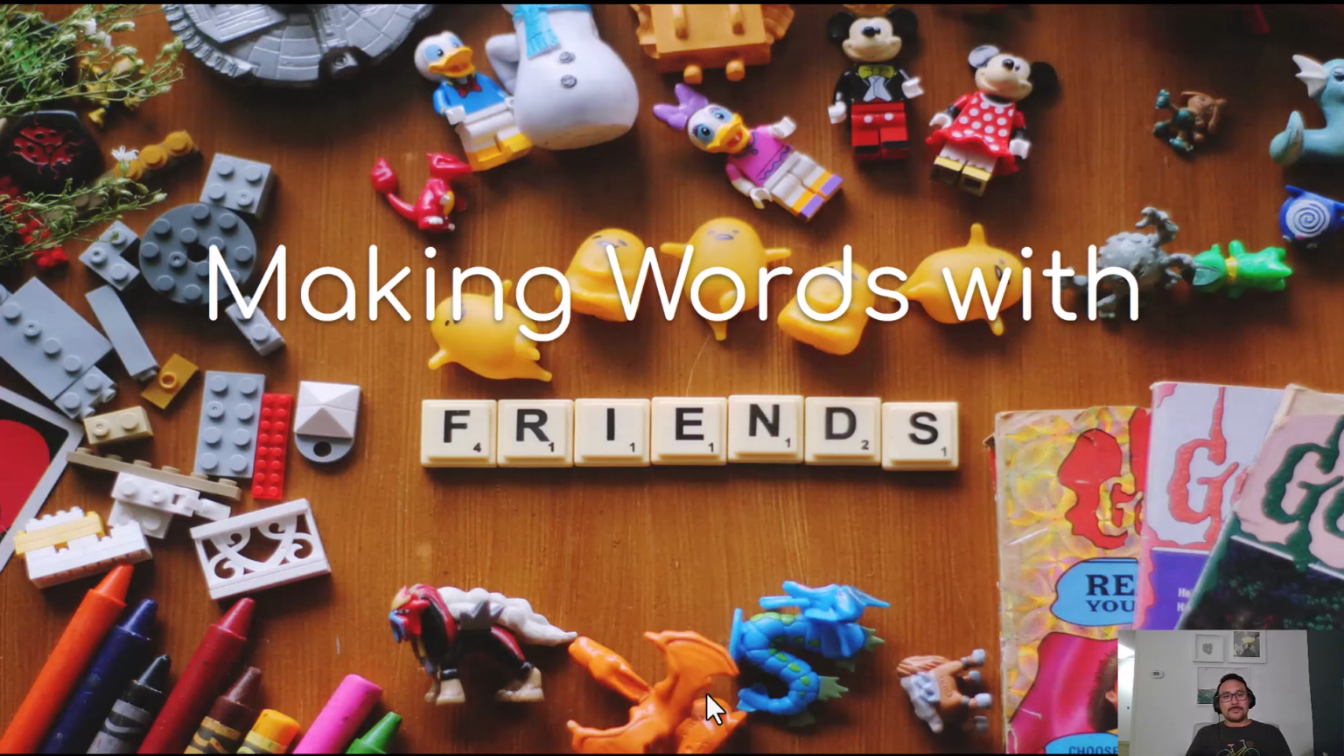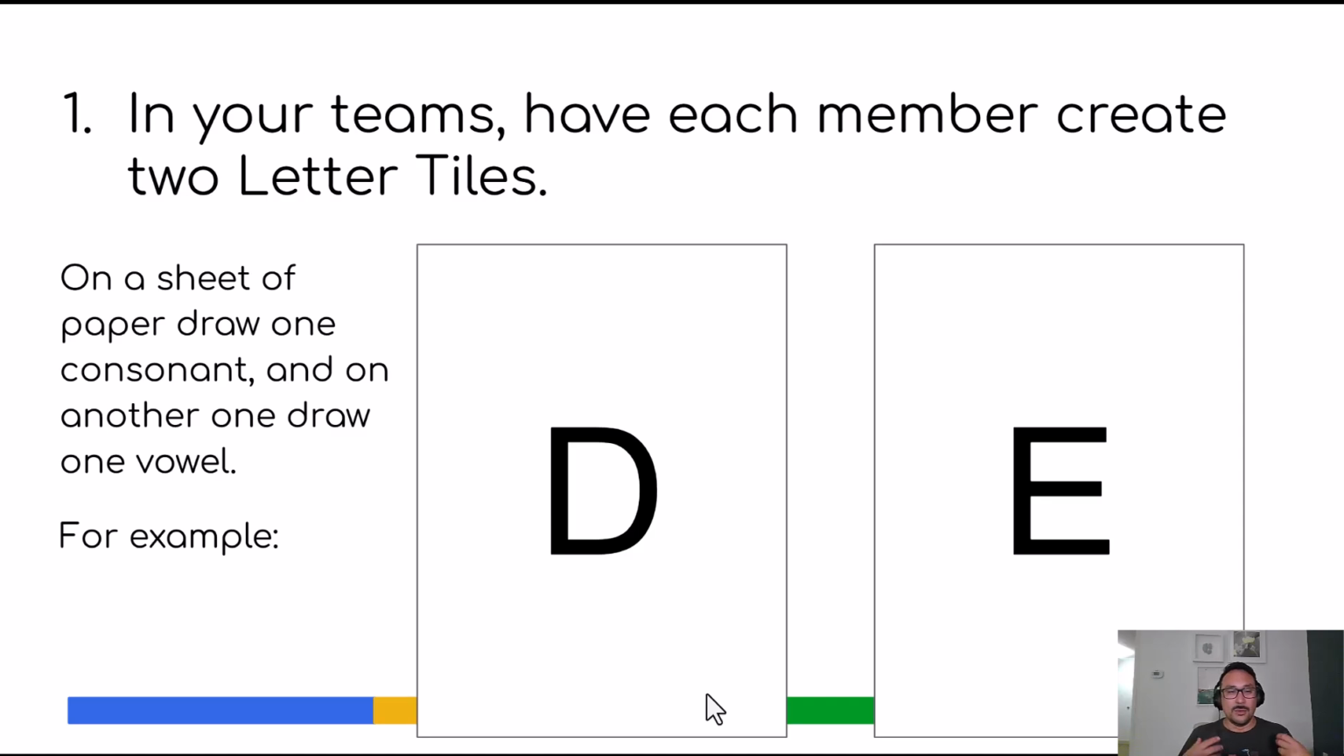All right. This next one is called Making Words with Friends. And this is a version of Words with Friends and Scrabble that we do, and like you might be familiar with. All right. So very simple. You have students in teams. You have each member create 2 letter tiles. On one sheet of paper, they write a consonant, and on another one, they draw a vowel.